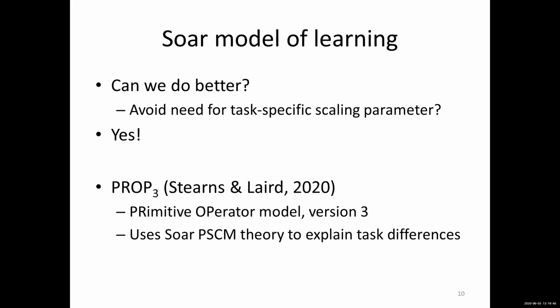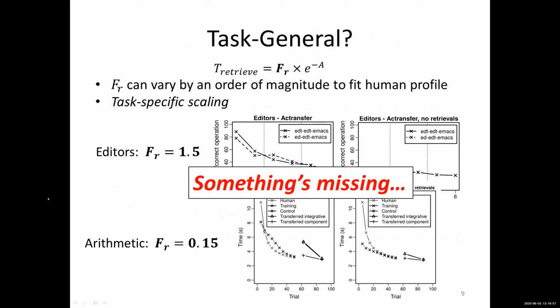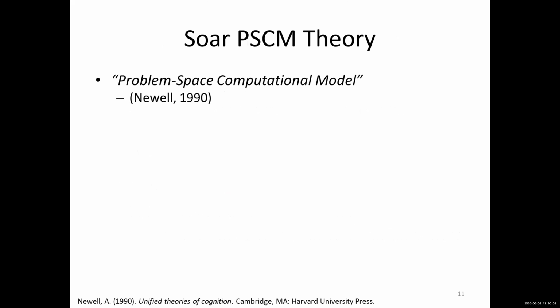This is what I'm talking about here in this talk, a model that we've been working on called the primitive operators model. I'm talking here about version 3, which is published in Cognitive Science this year. But it uses Soar PSCM theory to explain why the different tasks are different, so that you're not depending on these different values of an F sub R parameter to explain why different tasks take different lengths. So what is Soar PSCM theory? John talked about it at the beginning of the day.